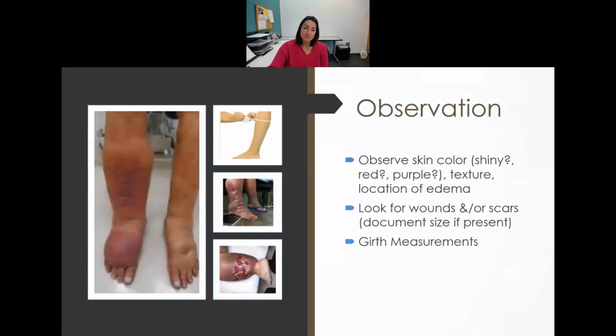So observation. We observe the skin color. Is it shiny? Is it red? Is it purple? The texture, the location of the edema. We look for any wounds or scars. We document the size of those wounds or scars, so we make sure that they're getting smaller and not larger. And then we measure the girth. You take a measuring tape and go around the largest area, and that would be your girth measurement. All these are recorded so that you can compare from one treatment to the next. Is the patient improving or not? And is the treatment effective?